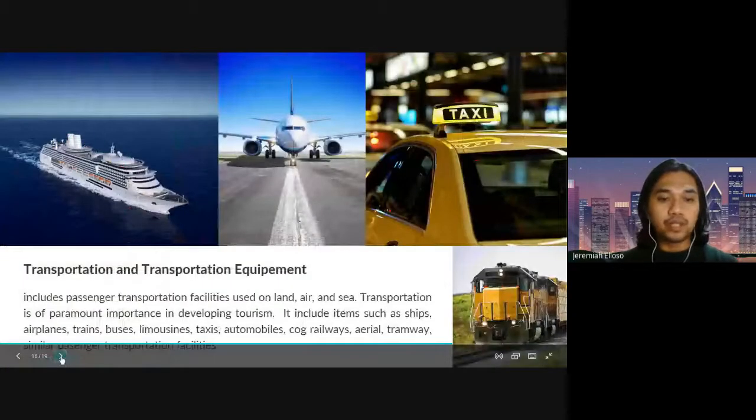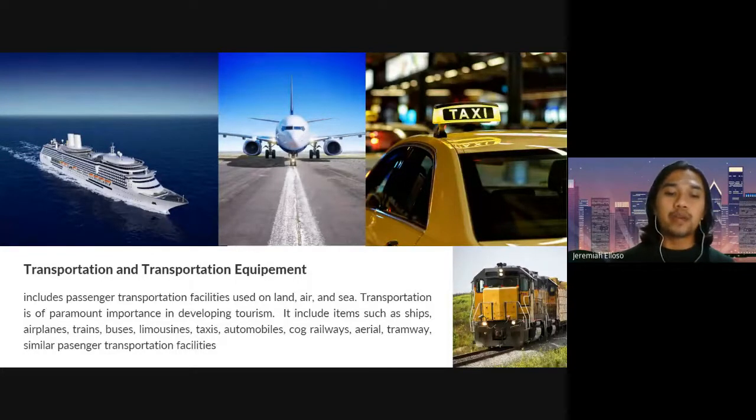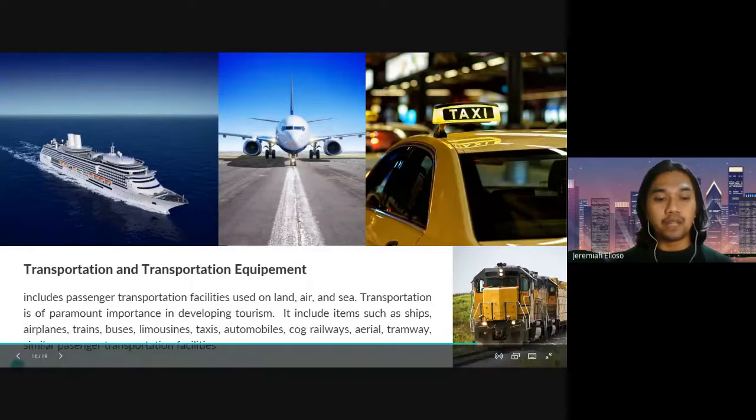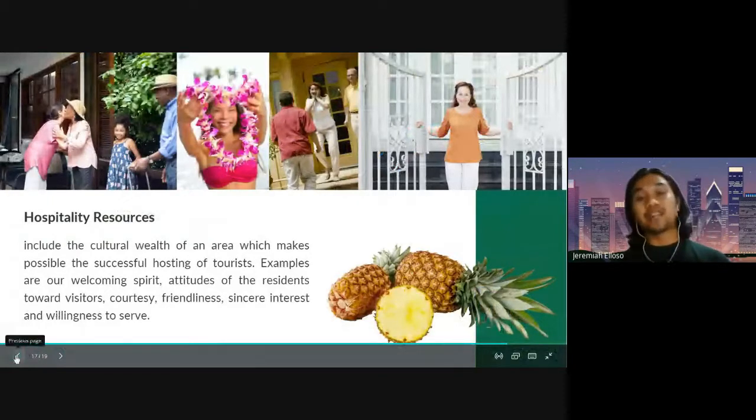All right, let us now go to transportation and transportation equipment. This includes passenger transportation facilities used on land, air, and sea. Transportation is of paramount importance in developing tourism. It includes items such as ships, airplanes, trains, buses, limousines, taxis, automobiles, cargo railways, aerial tramways, and similar passenger transportation facilities. All right, and that doesn't need any further explanation because that's self-explanatory.